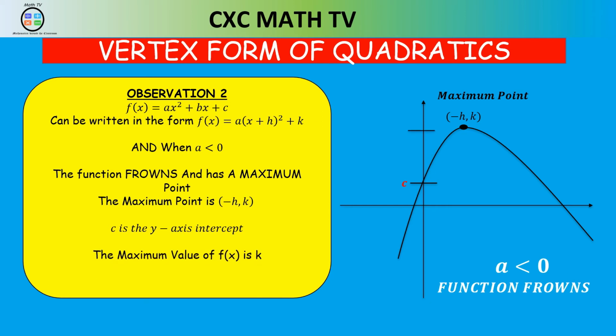So the only difference between observation 1 and observation 2 is whenever a is less than 0, this time the function is going to frown. And the maximum point is going to be negative h, k. The maximum value, that's going to be k. The value of x where the maximum occurs is negative h.